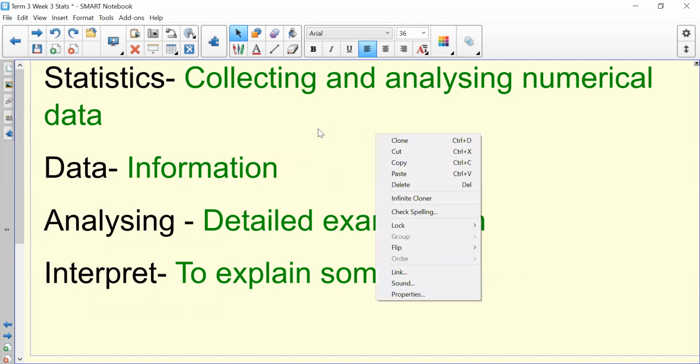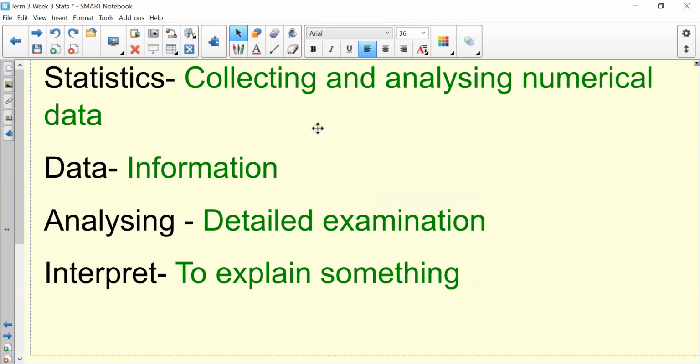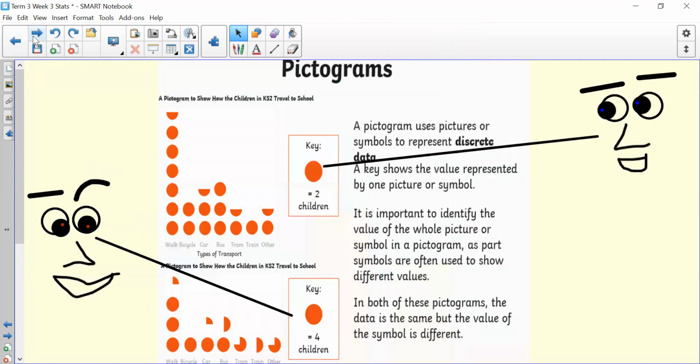So for our statistics, hopefully you'll now be really confident in the fact that statistics is all about collecting and analysing numerical data. Data is information, analysing is a really detailed examination, and interpreting it is to explain something. And you're going to be doing a lot of explaining today because that's all part of using your mastery skills.